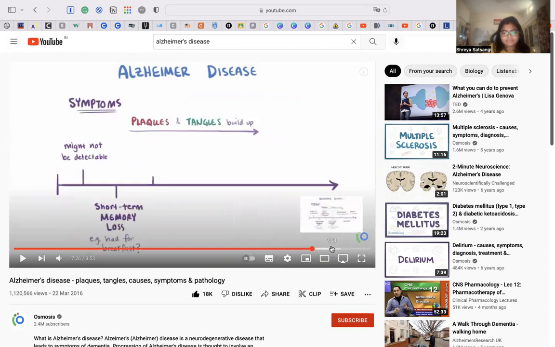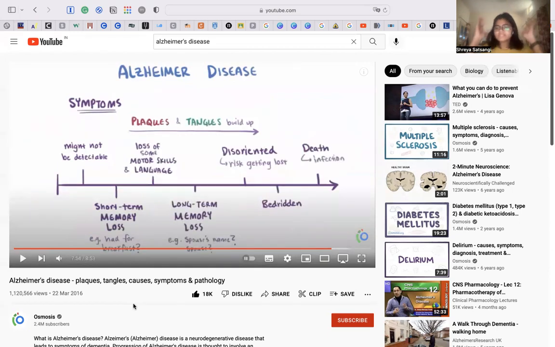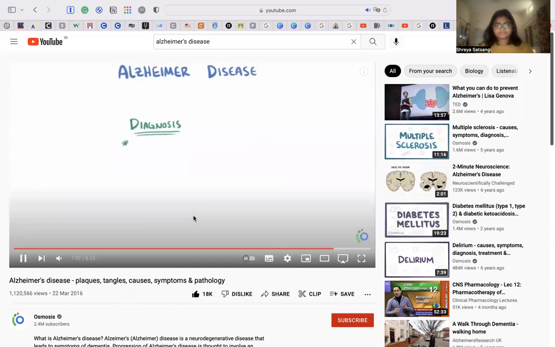And now basically these are the symptoms which we should not ignore. Alzheimer's is a very widespread disease nowadays. It is increasing at a very fast pace. And firstly, we might not be able to detect it, but it's fine. But then short-term memory loss, loss of motor skills, language, then we forget, long-term memory loss. And then disorientation, this getting lost, which I told you in that story. One of my friend's grandmother usually forgot everything and she got lost on the way. So disorientation, and then bedridden, and death from infection. So this is all the way.